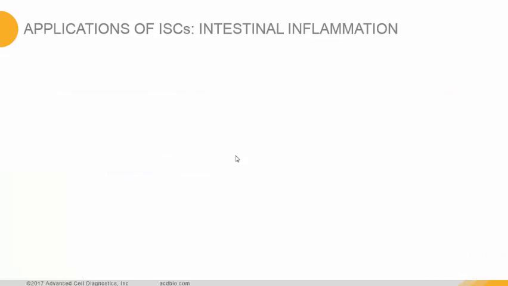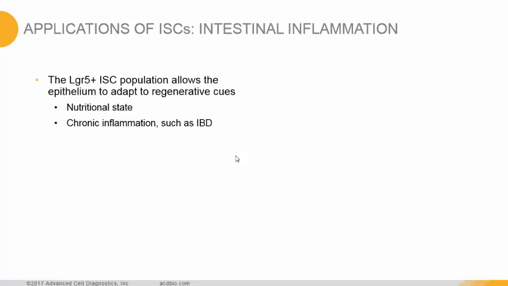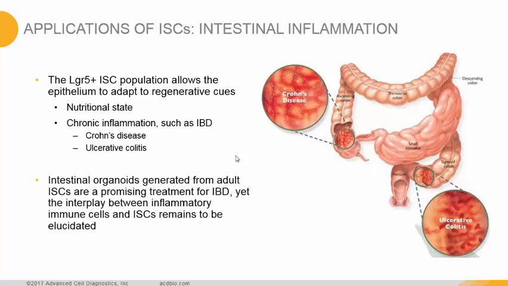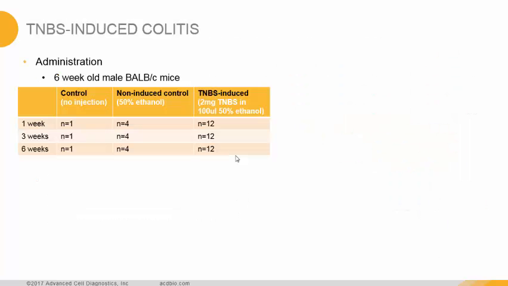The LGR5 positive intestinal stem cell population allows the epithelium to adapt to regenerative cues such as nutritional state and chronic inflammation, including inflammatory bowel disease, also known as IBD. IBD includes diseases such as Crohn's disease and ulcerative colitis. Intestinal organoids generated from adult ISCs are a promising treatment for IBD, yet the interplay between inflammatory immune cells and ISCs remains to be elucidated. Therefore, we sought to visualize the intestinal stem cell population in the inflamed colon.